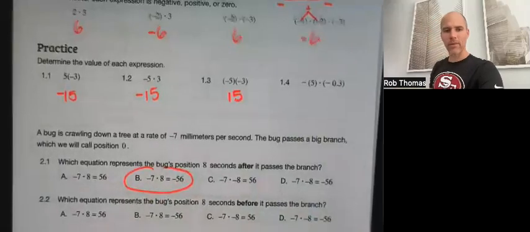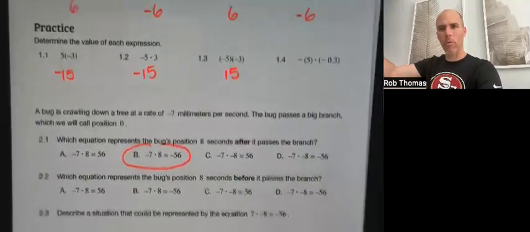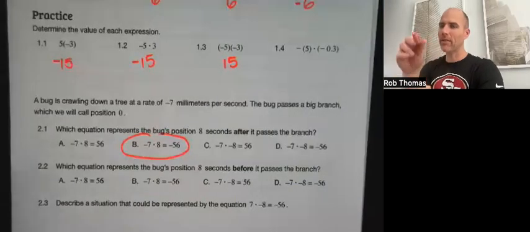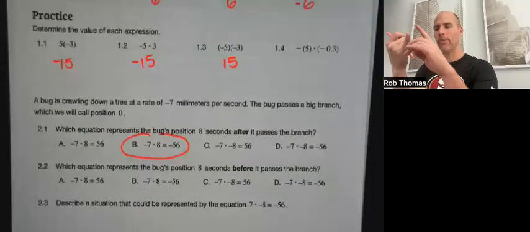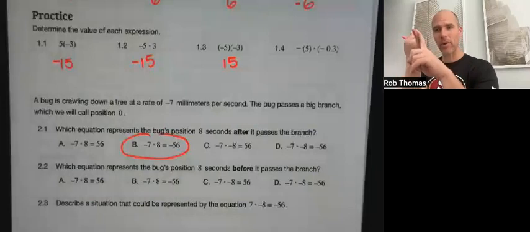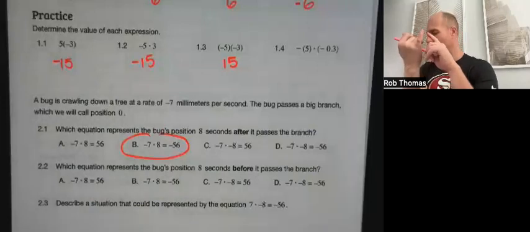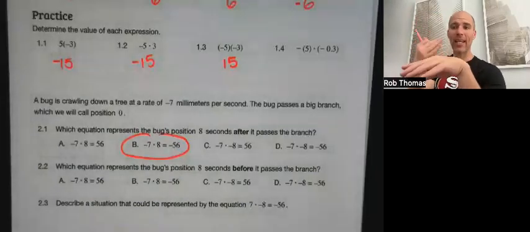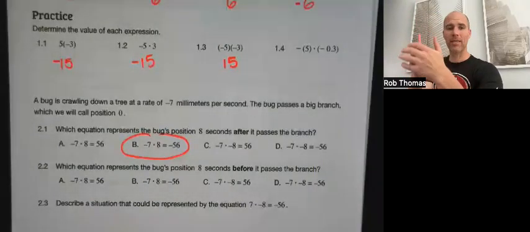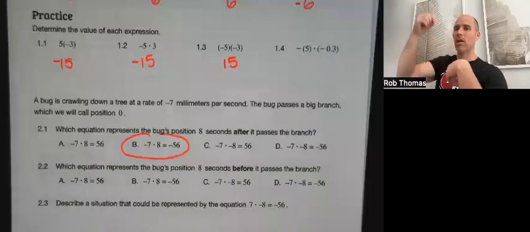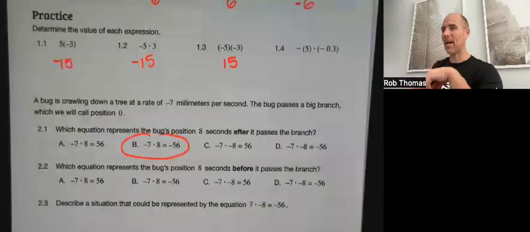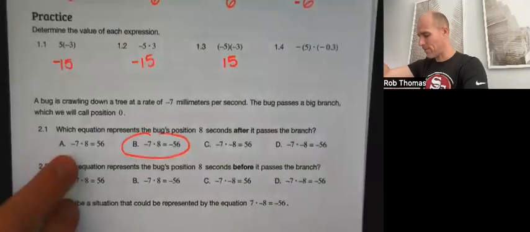Okay, now this next one says, what about 8 seconds before he passes the branch? Now I'm not going to give you the answer on this one. I'll help you though. So you need a -7 to represent the fact that he's going -7. His rate is -7. But this time, since it's before he passes the branch, we need to like rewind him. We need that -8 seconds of time. So you're looking for one that says -7 times -8 and then has the right answer for that. Will that bug be at positive 56 way up the tree, or will that bug be at -56 down the tree? Okay, you figure that one out.